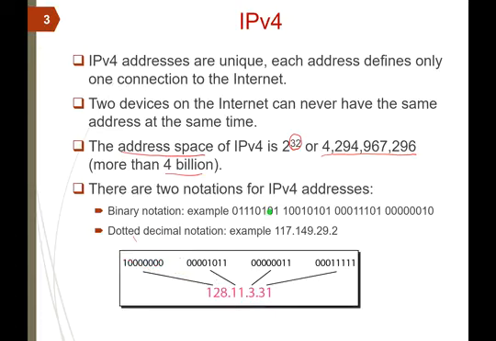Here you convert each byte separately into its equivalent decimal, and then put a dot, and then the next byte, and the next byte, and dot, and the last byte. So this is 2 in decimal, this is 29 in decimal, this is 149 in decimal, this is 117 in decimal.